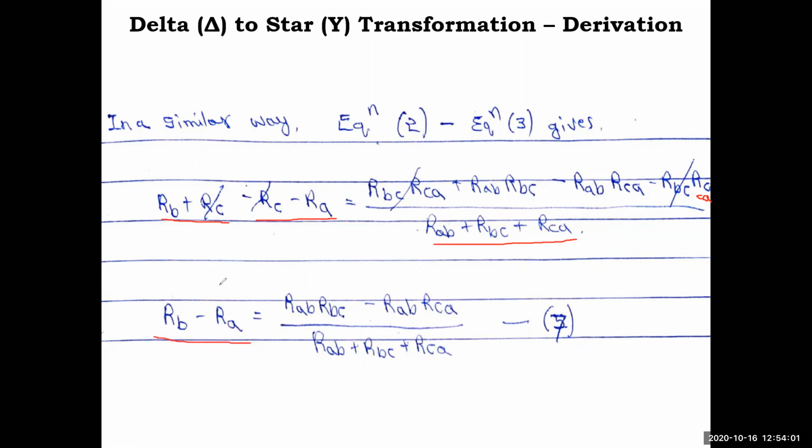So now adding this equation with equation 1 you can get RB, right? RA will cancel out, same way we are doing. So here what is remained? RAB RBC minus RAB RCA divided by RAB plus RBC plus RCA. So denote this as new equation 7. This is similar to equation 4 we got. Now this equation 7 you have to add with equation 1 or equation 2 so that you will get the RB.